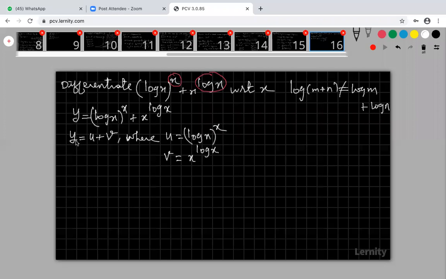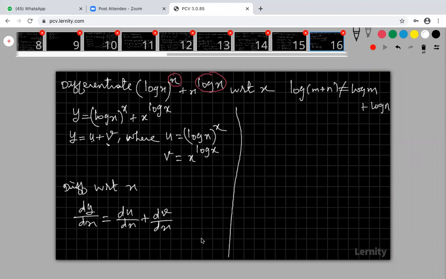Right. Now differentiate this with respect to x. What are we getting? This is my dy by dx equal to du by dx plus dv by dx. That is, differentiate this with respect to x, differentiate this with respect to x. That is nothing but dy by dx equal to du by dx plus dv by dx. Are you okay? Right.